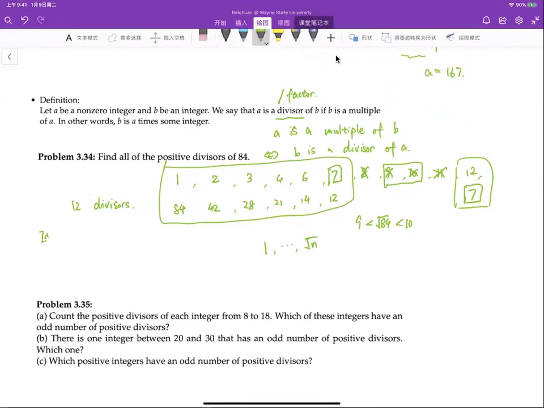So is there a method to find the number of divisors of a given number? Definitely, we only consider the positive divisors.